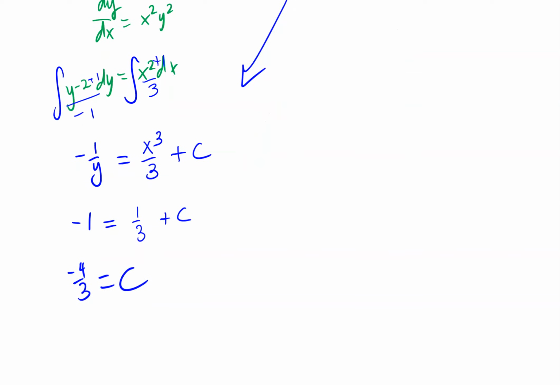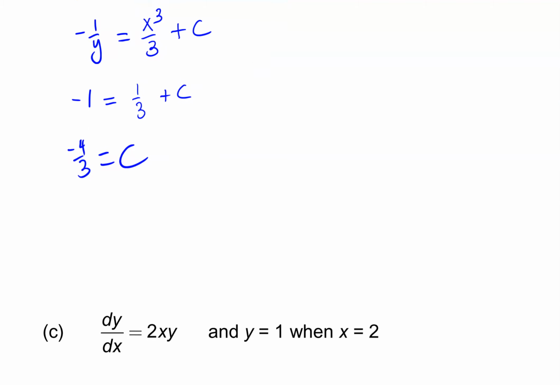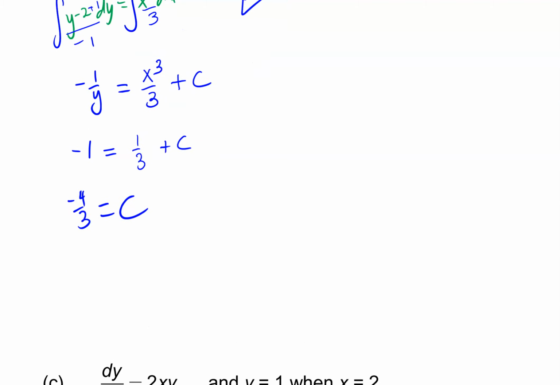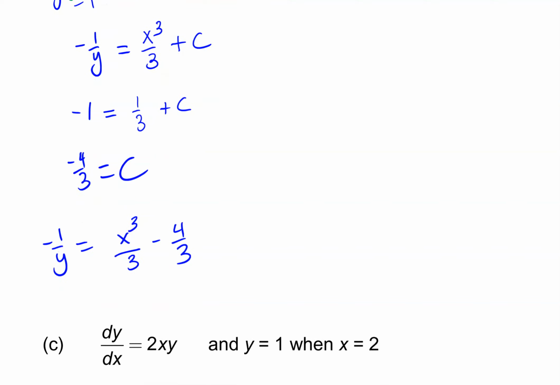I'm not going to show you the fractions, you should know how to do that. So negative 4/3 is c, so I have negative 1 over y is equal to x cubed over 3 minus 4 over 3. I can flip both the top and the bottom, we've done that before. Well, I should probably show you one more step. Negative 1 over y is equal to x cubed minus 4 all over 3, since they have the same denominator.